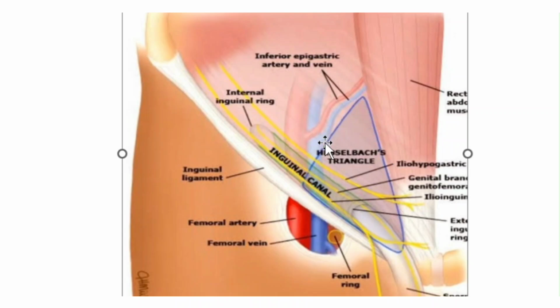The direct inguinal hernia occurs through this triangle that is known as Hesselbach's triangle. Let's discuss the boundaries of this triangle. Medially, it is bounded by the lateral border of rectus abdominis. Laterally lie these inferior epigastric vessels, and the floor is formed by the inguinal canal.